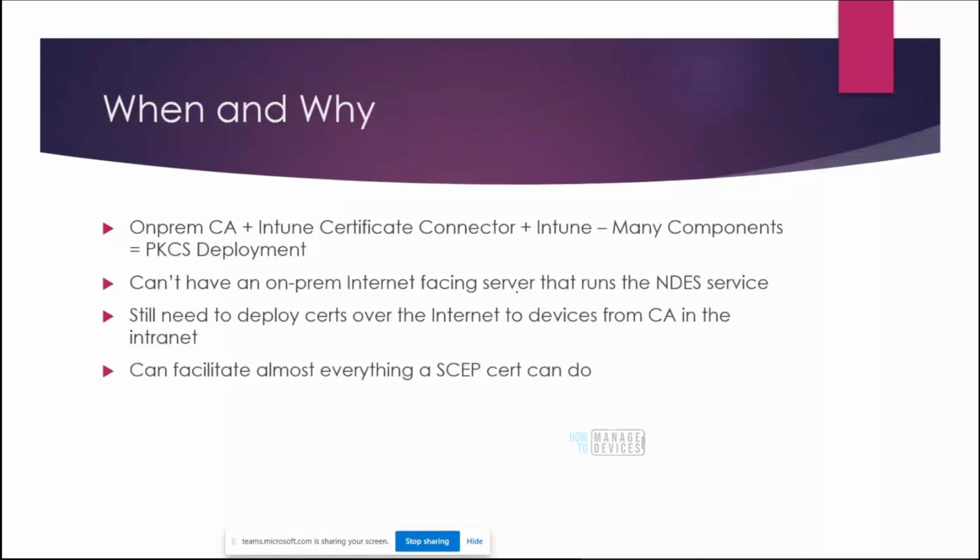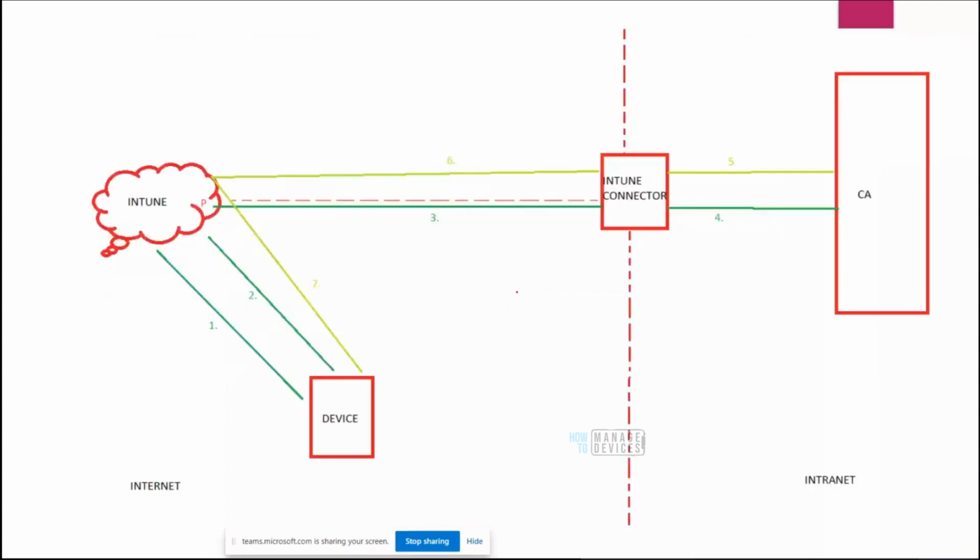Okay, so this slide would make more sense once we have spoken about what SCEP is, because it is comparing PKCS with SCEP. So I would skip this slide for now, and I would come to the flow of how exactly this is happening. So this is again a 1,000-feet overview. I know this is not the prettiest looking diagram that you would have seen, but this is just a block diagram.